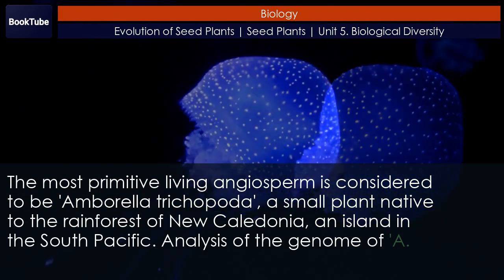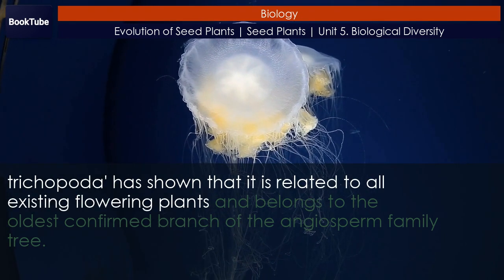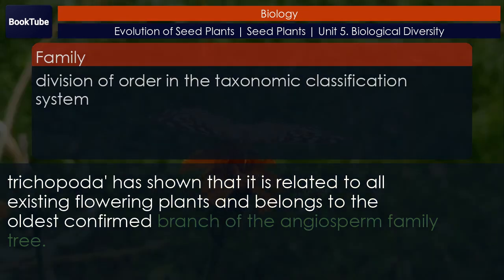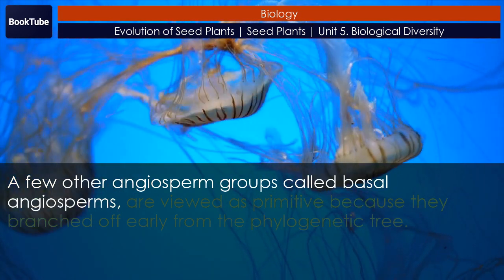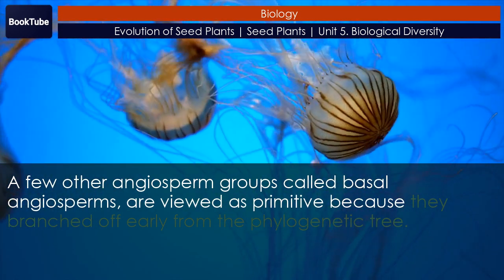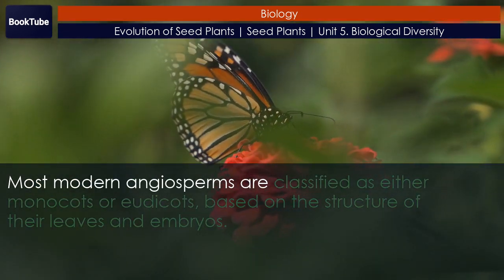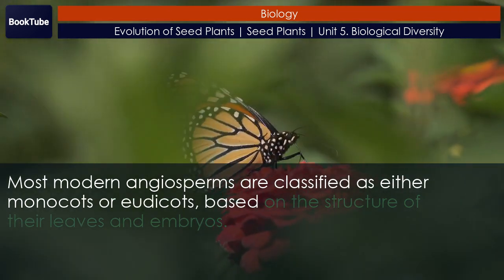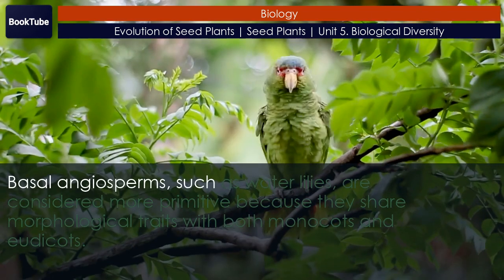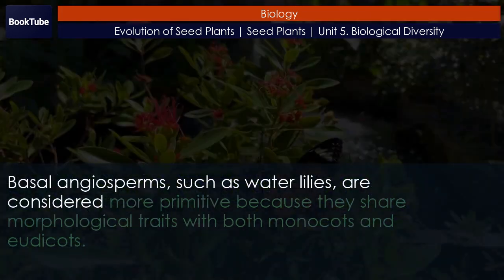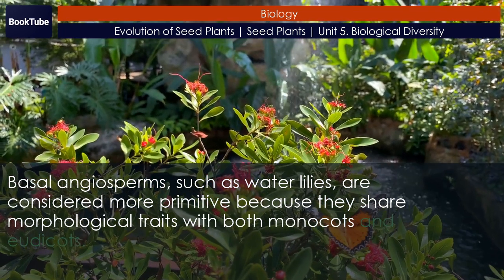Analysis of the genome of A. trichopoda has shown that it is related to all existing flowering plants and belongs to the oldest confirmed branch of the angiosperm family tree. A few other angiosperm groups, called basal angiosperms, are viewed as primitive because they branched off early from the phylogenetic tree. Most modern angiosperms are classified as either monocots or eudicots, based on the structure of their leaves and embryos. Basal angiosperms, such as water lilies, are considered more primitive because they share morphological traits with both monocots and eudicots.